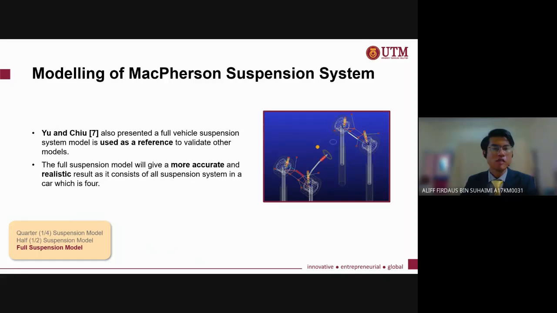Okay, lastly, we have the full suspension model. As you can see here, this is exactly the representation of the suspension in a car, the four sets of suspension system, which Yoon and Chu again presented to use as a reference to validate the other models previously. Okay, the full suspension model will give a more accurate and realistic result as it consists of all the suspension systems in a car, which is four.